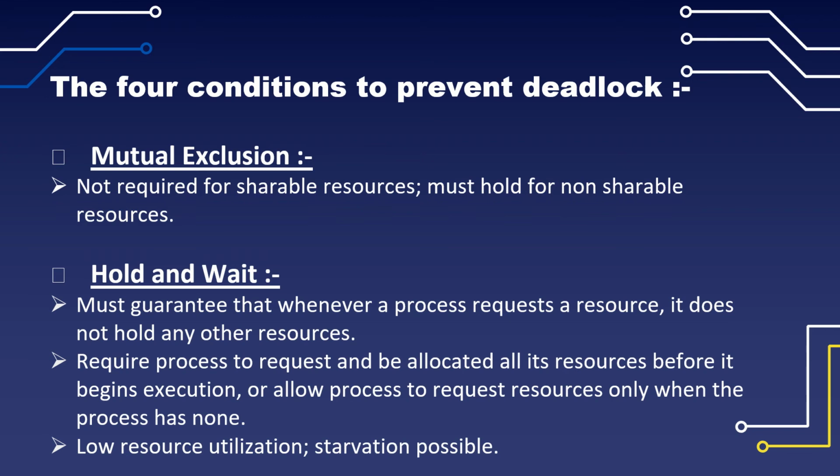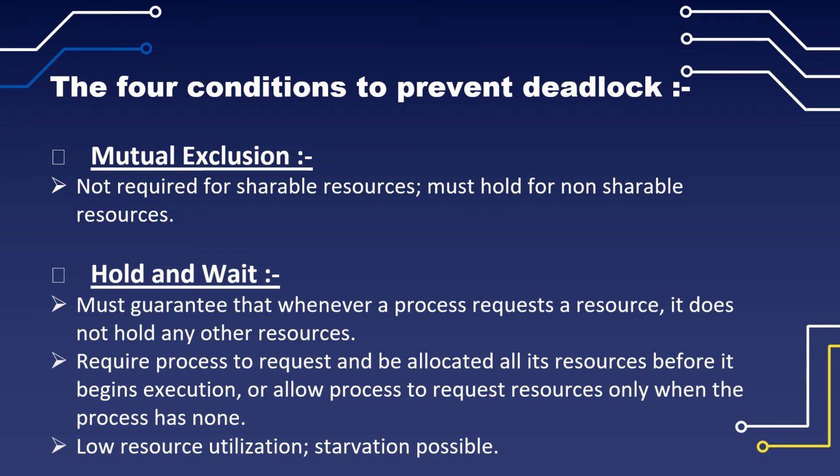And the second point, hold and wait. It must guarantee that whenever a process requests a resource, it does not hold any other resources. Before executing the process, it checks whether the resource is assigned to another process or not. If the resource is allocated to another process, the process must wait before executing.